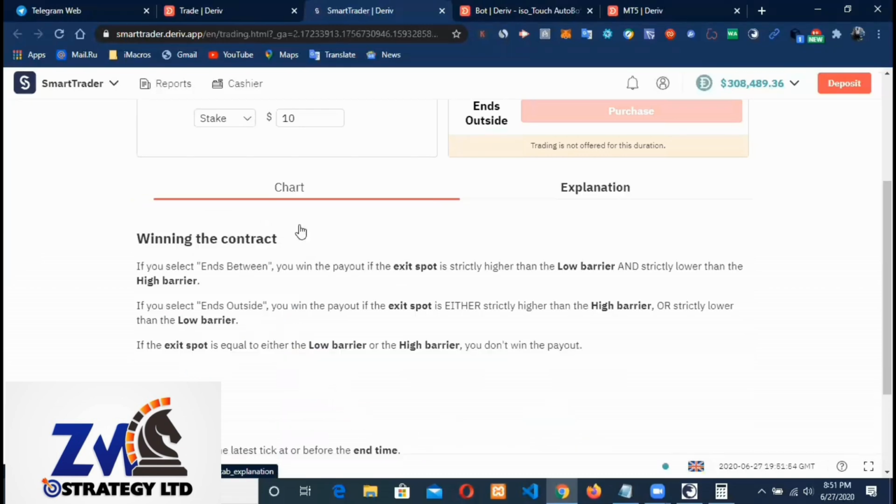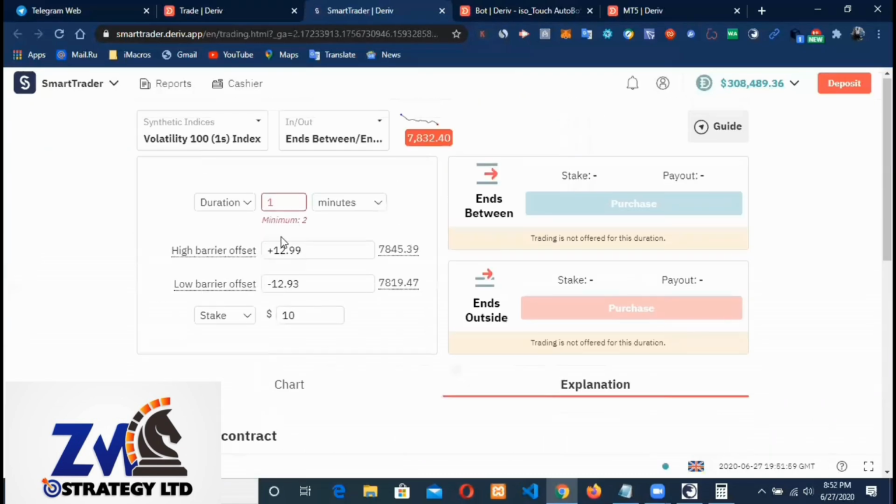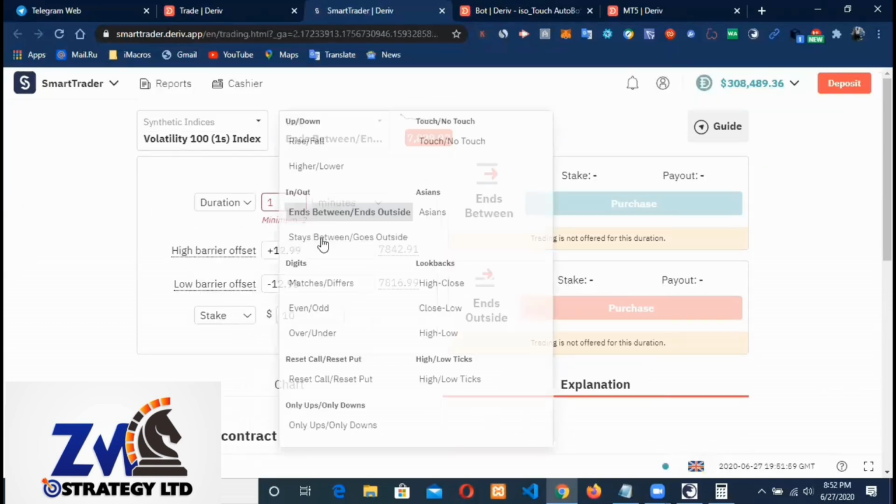Now, everything you need to understand about this has already been explained here. Now, the difference between the end between and stay between. Remember, if you are trading on touch and not touch, the rule is that if you are using touch, that means that before you will make a profit, the market will touch the barrier you set. Then if you are using does not touch, it means that during the trading, the market will not touch the barriers which you are making use of.